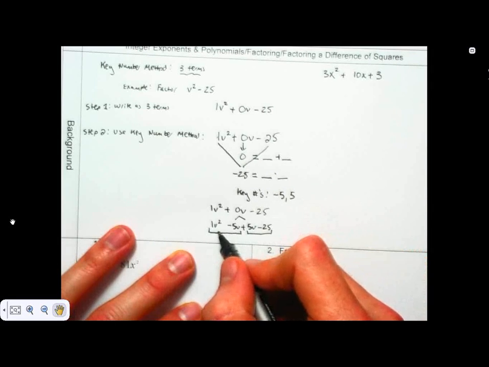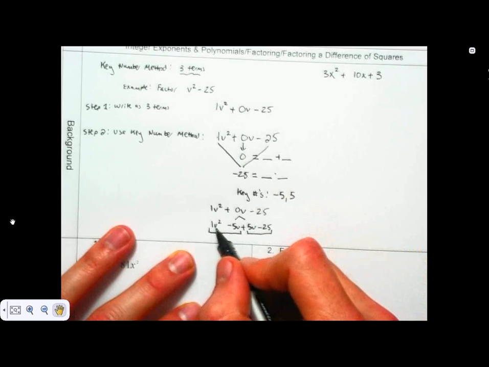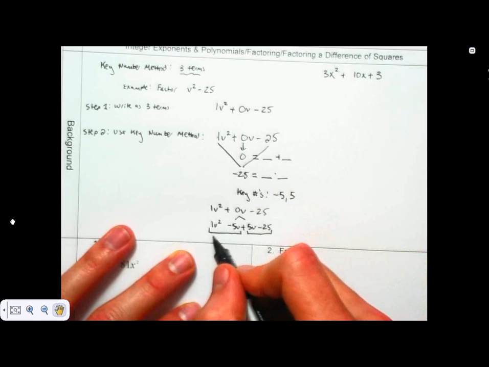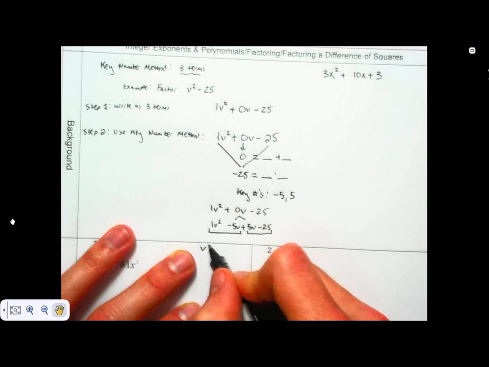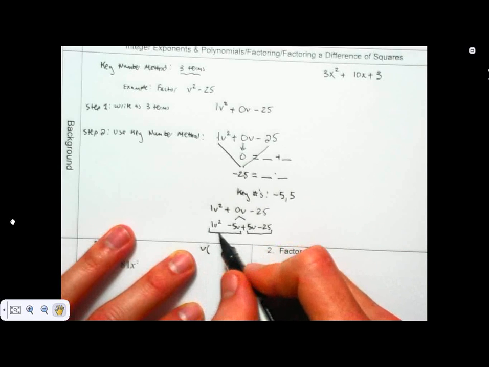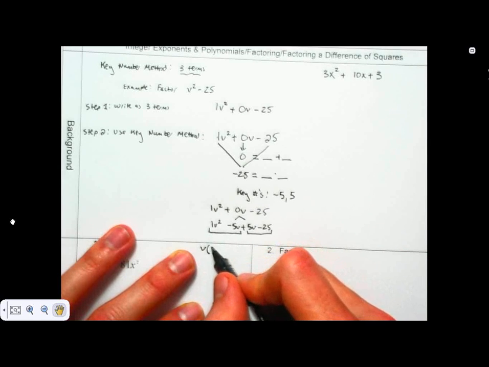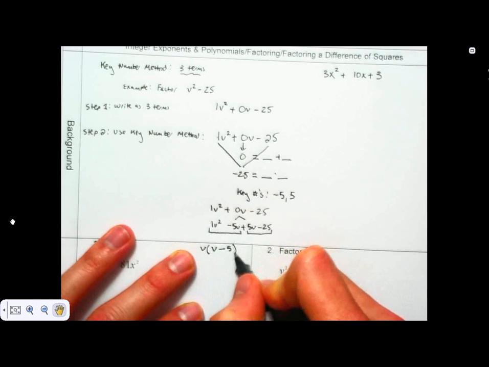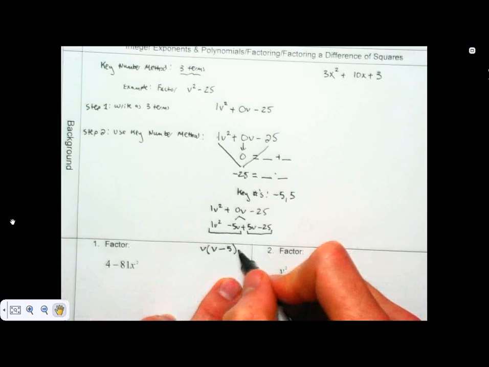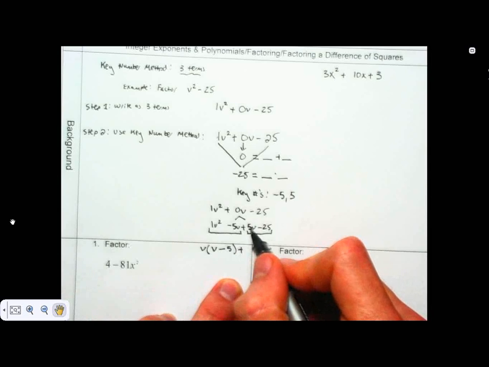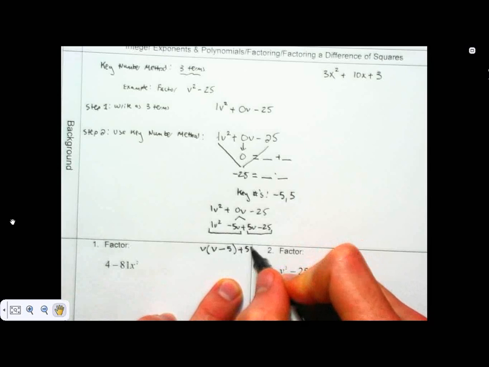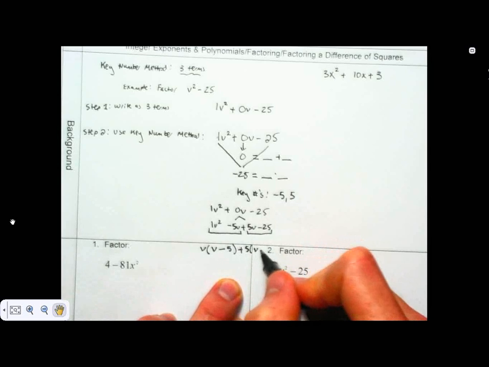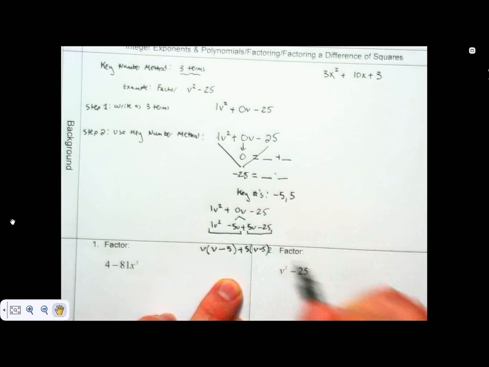So in the first group, it looks like my greatest common factor is just a single v. So I'd have v times, well, if I factor a v out of the first term, that leaves v left over. If I factor a v out of the second term, that leaves negative 5. And then I've got plus. If I factor a 5 out of both of these terms, that's going to leave me with, well, v. And then if I factor a 5 out of the second guy, it leaves me with minus 5.